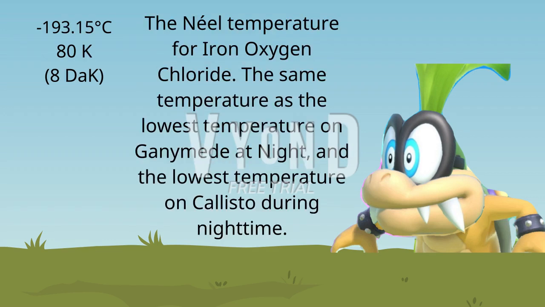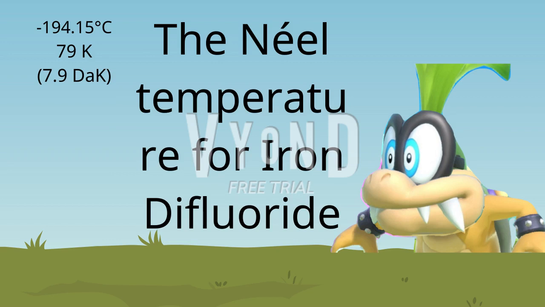The Néel temperature for iron oxygen chloride, a compound containing one iron atom, one oxygen atom, and one chlorine atom, is minus 193.15 degrees Celsius, or 8 decakelvins. That's 80 Kelvin. The same temperature as the lowest temperature on Ganymede at night, and the lowest temperature on Callisto during nighttime. The Néel temperature for iron difluoride, a compound containing one iron atom and two fluorine atoms, is minus 194.15 degrees Celsius, or 7.9 decakelvins.